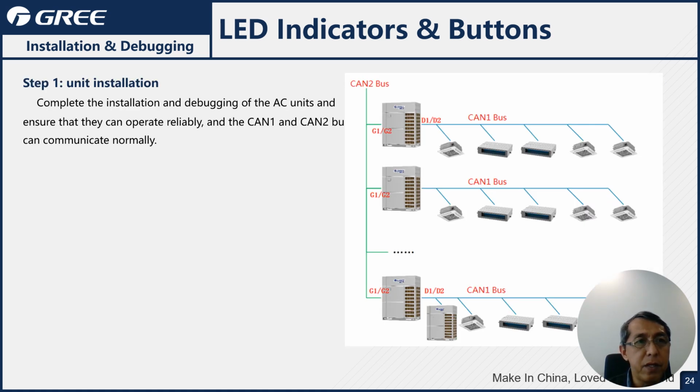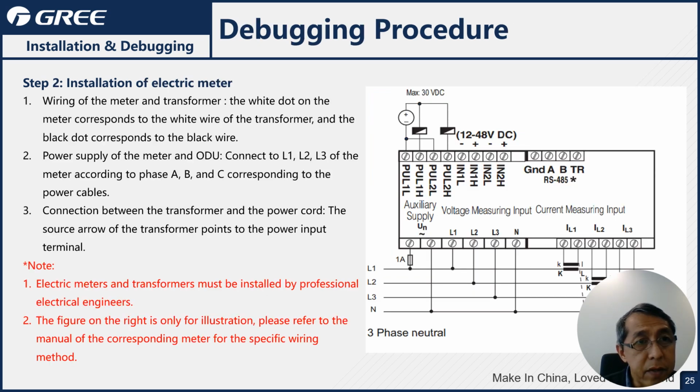For step 1, unit installation, complete the installation and debugging of the AC units and ensure that they can operate reliably, and that the CAN 1 and CAN 2 buses can communicate normally. For the installation of the electric meter, you need the wiring of the meter and the transformer, power supply of the meter and the outdoor unit, and the connection between the transformer and the power cord.